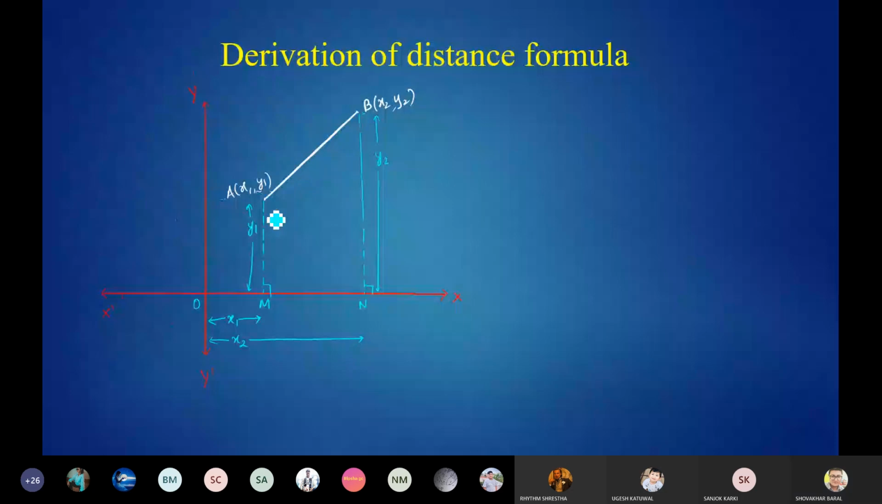See here again, this point is (x1, y1), so we can take a reference here. I draw a perpendicular from A to the x-axis. So the distance between O and M is x1 and the distance between A and M is y1. Similarly, the distance between O and N is x2 and between B and N is y2.